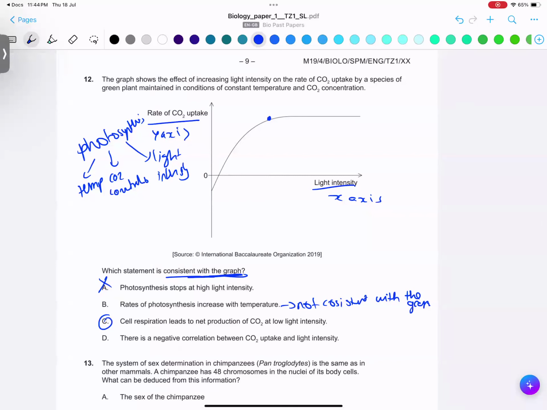And there is a negative correlation between CO2 uptake and light intensity. This is not true, because as you can see, it keeps increasing and it doesn't change. So it cannot possibly be negative. So we say that cell respiration leads to net production of CO2 at low light intensity, because the rate of CO2 uptake can't increase at the low light intensity anymore, because it's full, it cannot increase.